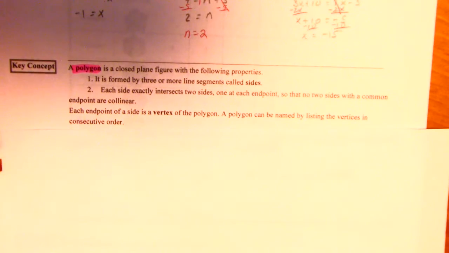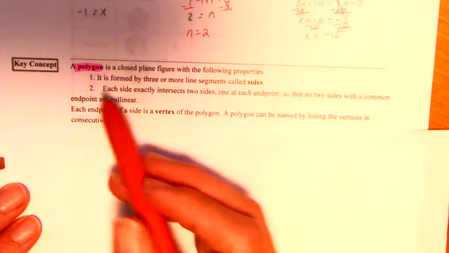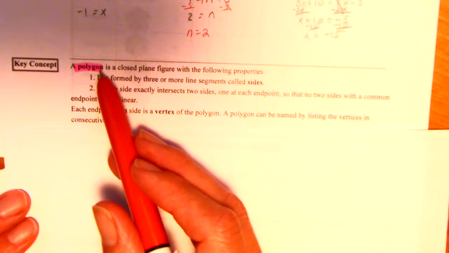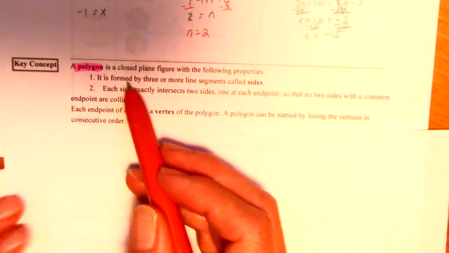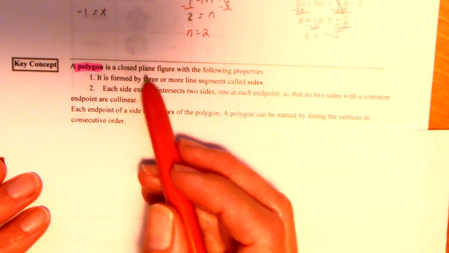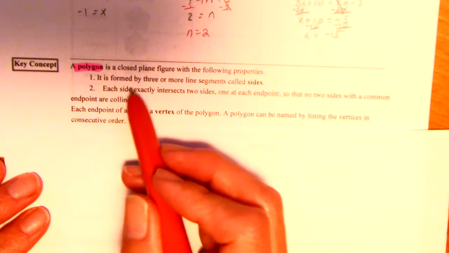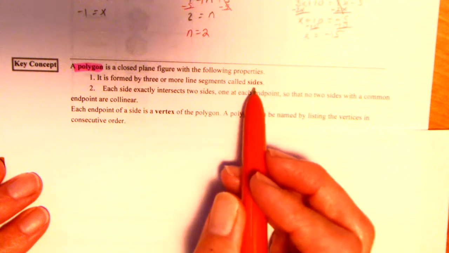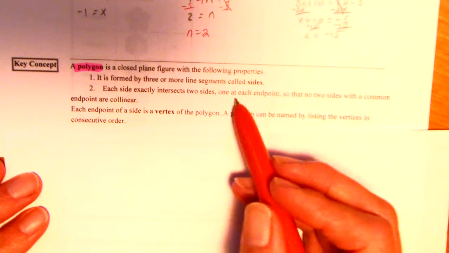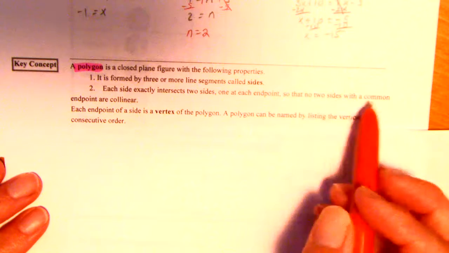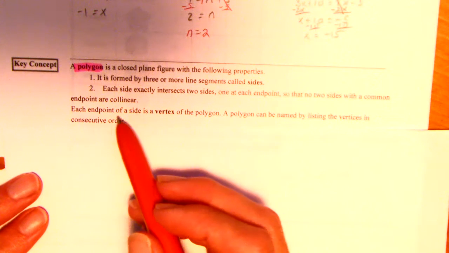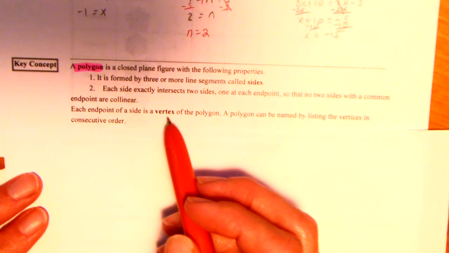Alright, here we go. A polygon, I already highlighted it for you, so you might want to break out that pink highlighter, pause it if you need to, is a closed figure. Closed meaning all the sides will connect, so there's corners. With the following properties. It is formed by 3 or more line segments called sides. Each side exactly intersects 2 sides, one at each endpoint, so that no 2 sides with a common endpoint are collinear. Each endpoint of a side is called a vertex of a polygon.